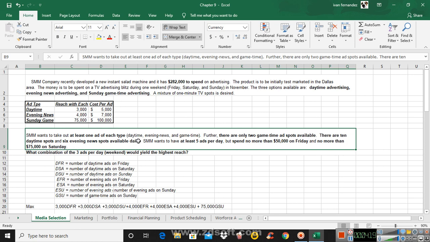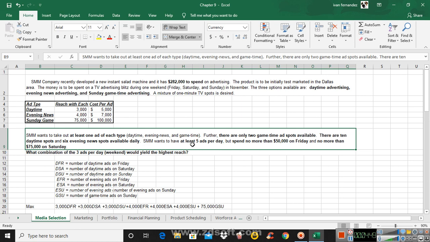Now they're giving us some constraints about how many of these ads we can take. We can't take any number we want. The number of advertising is capped for some reason. Probably because there are obviously other ads being played at the same time, so there's just a limited amount of spots available.